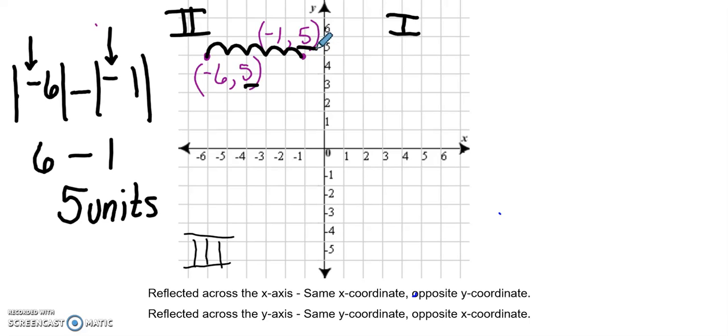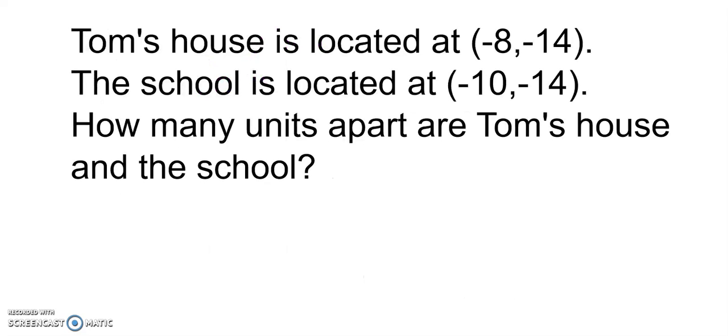Now let's practice. I have a word problem. Tom's house is located at (-8, -14). The school is located at (-10, -14). How many units apart are Tom's house and the school? I do not have to plot these points in order to figure out the distance between these 2 points. The reason is I know that they're going to be in line with each other. I know that because they have the same y coordinate. Same y coordinate means they're going to be in line with each other.